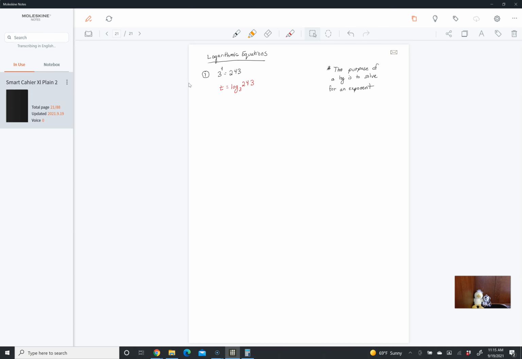Now the problem is that in most calculators, there is no log base 3. And if there is no log base 3, then how are we ever going to find this unless we're really familiar with the powers of 3? So we can do something else instead to solve.